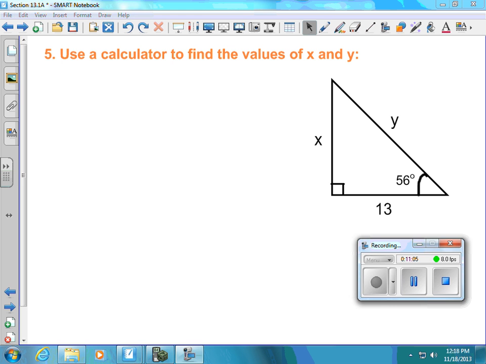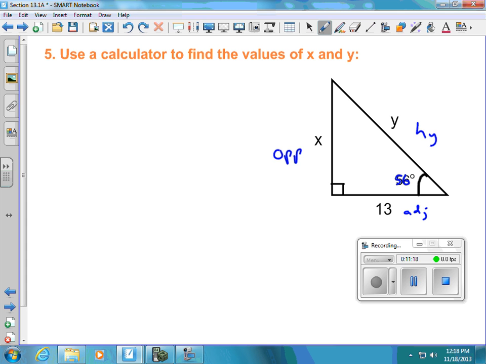So I'm standing at 56 degrees. 13 then is my adjacent side, x is my opposite side, and y is the hypotenuse. If I want to find x, opposite and adjacent, what trig function uses opposite and adjacent? The tangent does. So I can set up the equation: the tangent of 56 degrees equals x over 13.